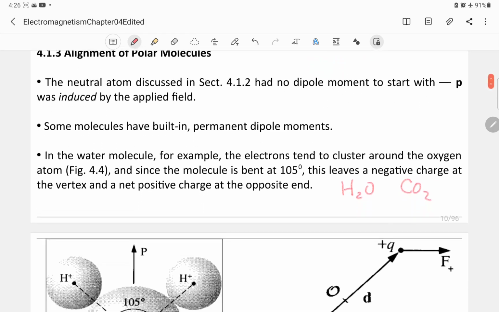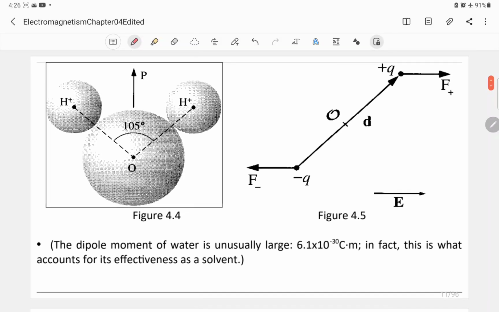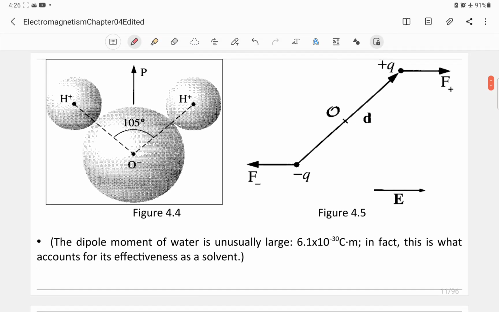And let's look at the structure. So you have here a hydrogen atom, and then a second hydrogen atom, and then an oxygen atom, and they're arranged in this kind of geometry, like a V, where the 2 hydrogen atoms are separated by 105 degrees. So what happens is that the external field will create a torque on this molecule.